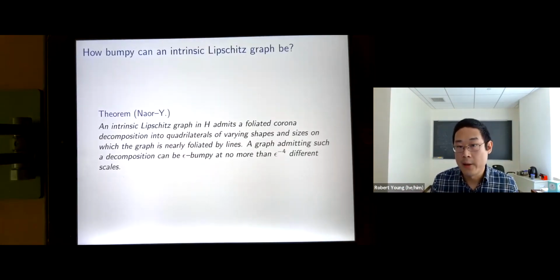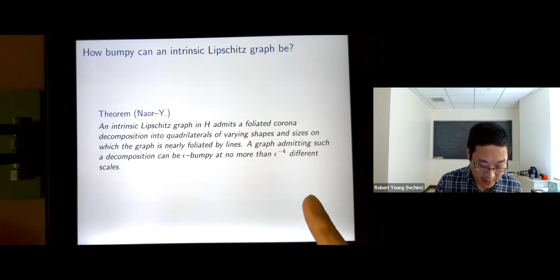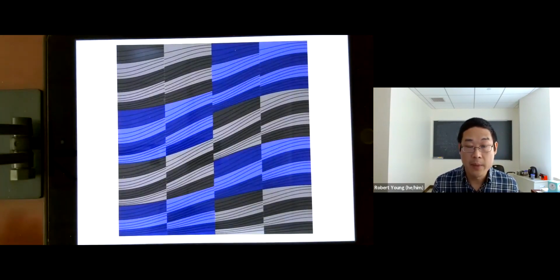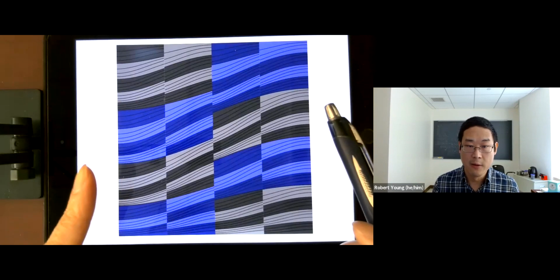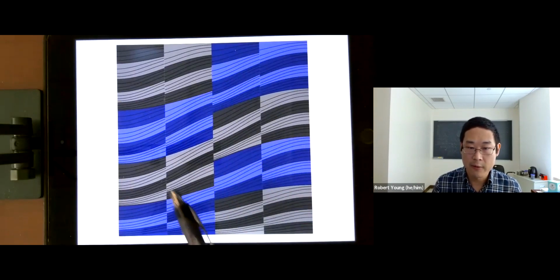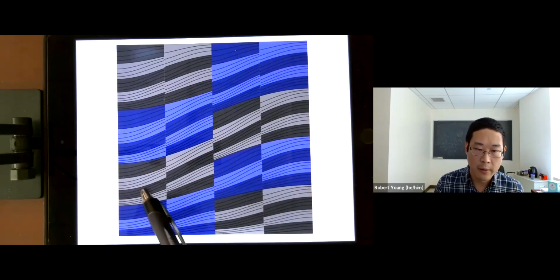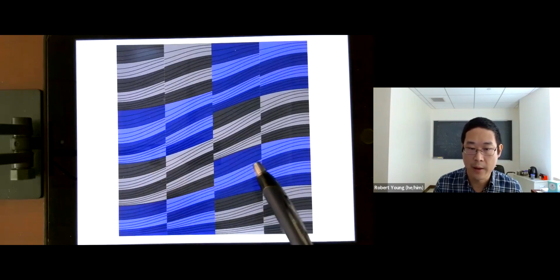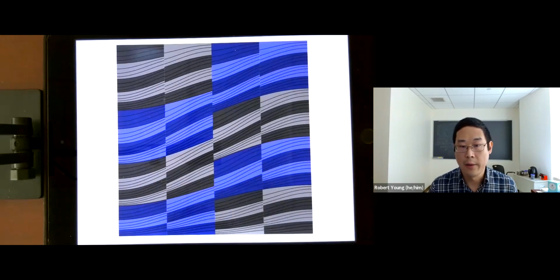The second thing we have to do is analyze these intrinsic Lipschitz graphs. And it turns out that these intrinsic Lipschitz graphs can be broken down into quadrilaterals that are also aligned with the horizontal curves. And again, I don't have time to give a rigorous definition, but the basic idea is a picture like the ones we use to construct this bumpy surface. You start with one big quadrilateral, then you can decompose it into a bunch of smaller quadrilaterals that are, as best as you can, aligned with the horizontal curves. You can decompose those into smaller quadrilaterals, which are, again, as best as you can, aligned with the horizontal curves, and so on and so forth.